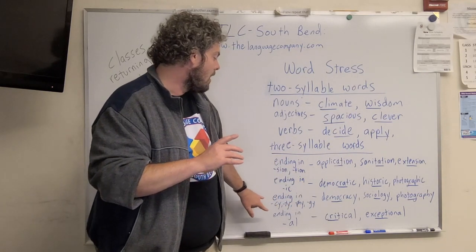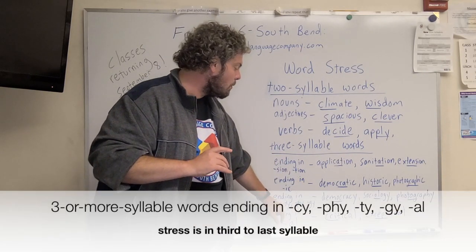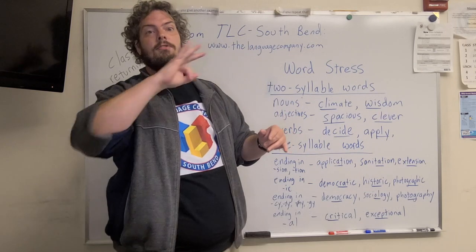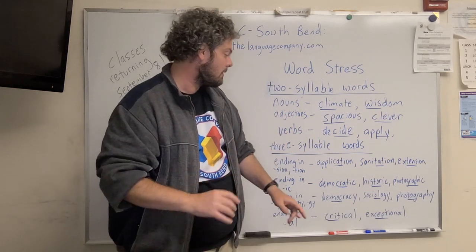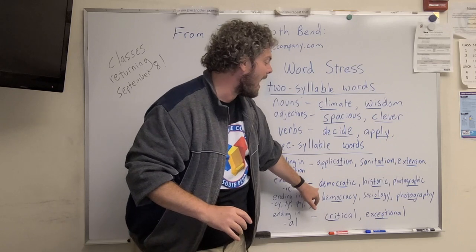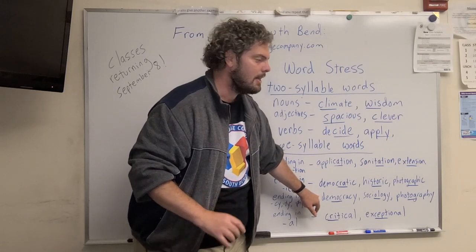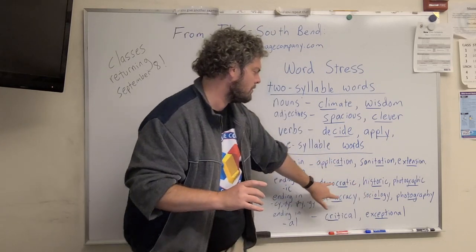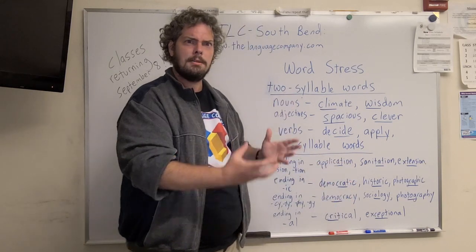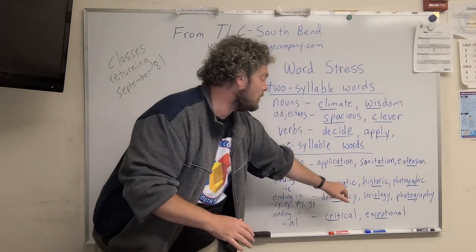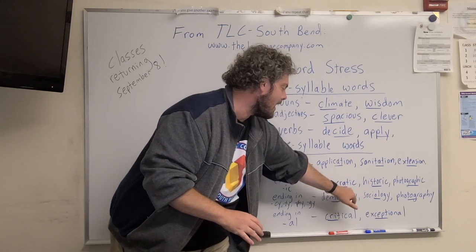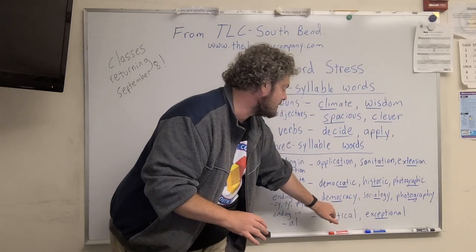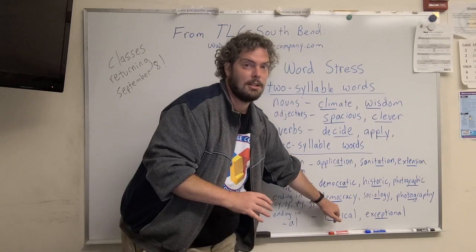Now, if you have a word that ends in CY, TY, PHY, or GY, you're going to have the third from last syllable stressed. It's democratic, but it's not democracy, it's democracy. See, this is where it can get confusing because it's the same word with just a couple different letters. Why is the pronunciation different? Because when you have IC as an adjective, you're going to have the second to last syllable. Whereas if it's the noun, the Y, it's democracy. The third to last syllable is stressed.